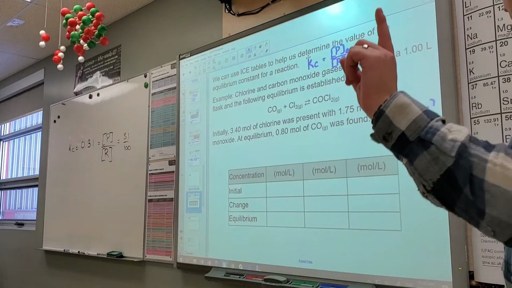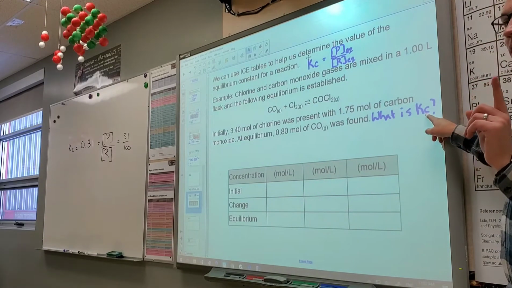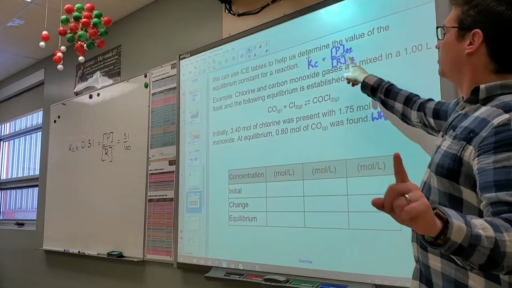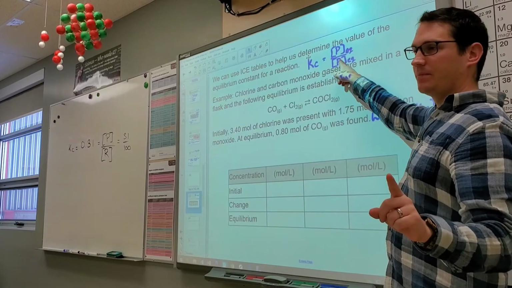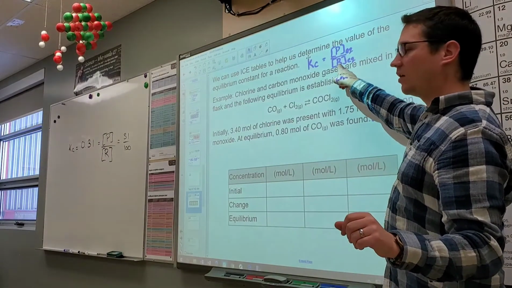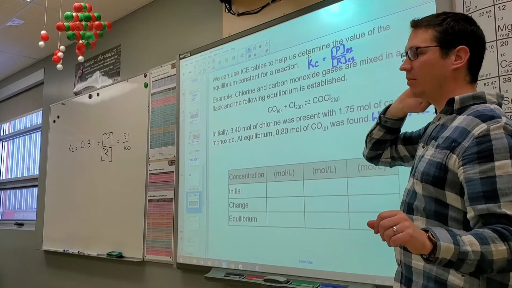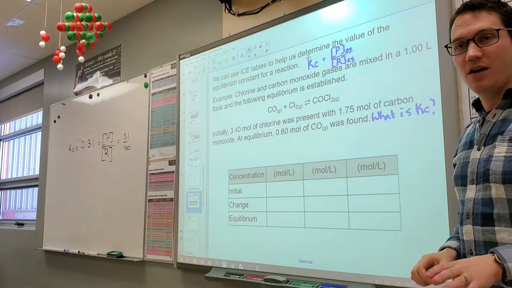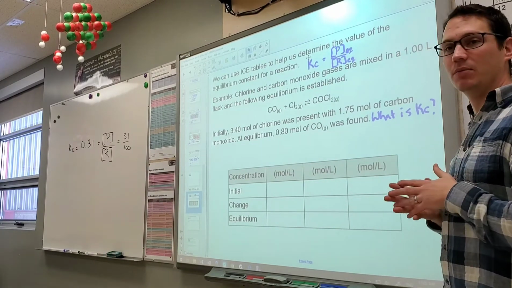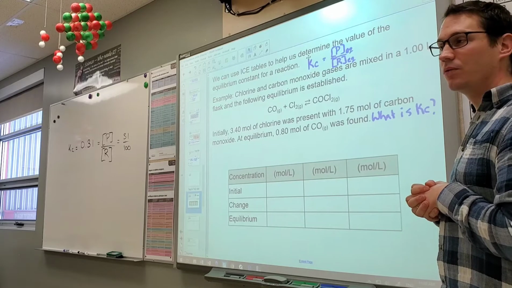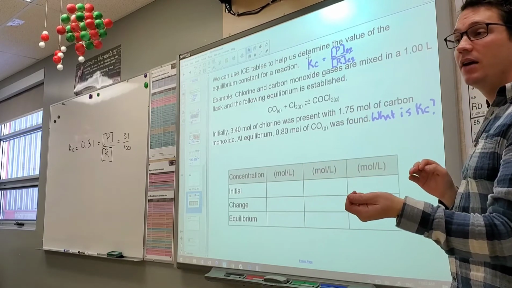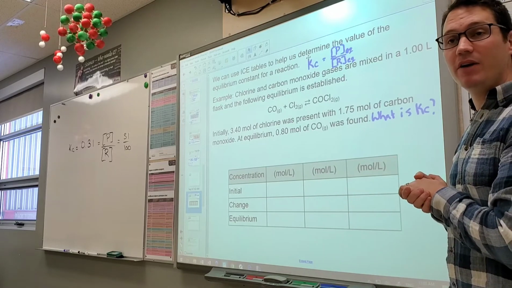What is Kc? You can only really get Kc from doing your Kc expression. We need the concentration of the products at equilibrium, and we need the concentration of the reactants at equilibrium. Do they give us the concentration of the products and the reactants at equilibrium? No. They kind of give us one equilibrium value.